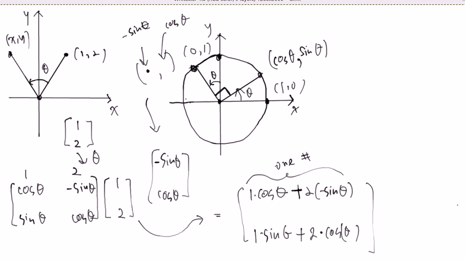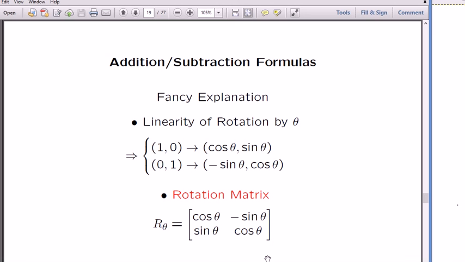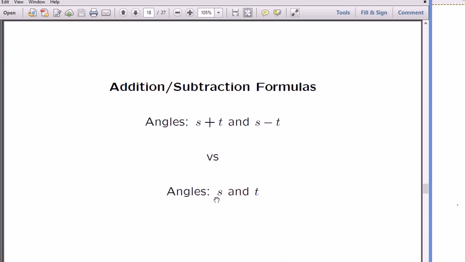So that is called a rotation matrix. All right? So I will use this rotation matrix to answer our original problem: how is this related to the trigonometry of a sum of angles and a difference of angles? Okay? So here it is, our original problem again.